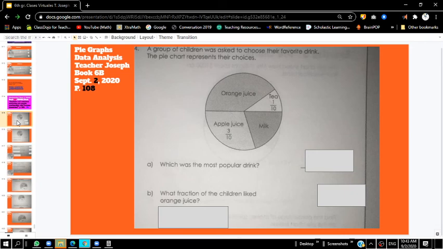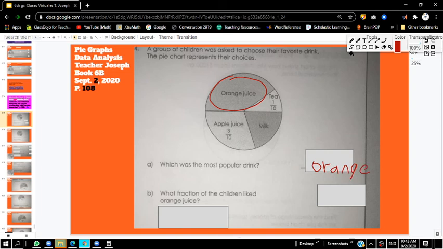Well, if we look at the pie graph, we know that the largest quantity is represented by orange, right? We have orange juice as the largest quantity. That's pretty simple. So orange juice was the largest quantity or the most popular, right? Letter B says, what fraction of the children liked orange juice?